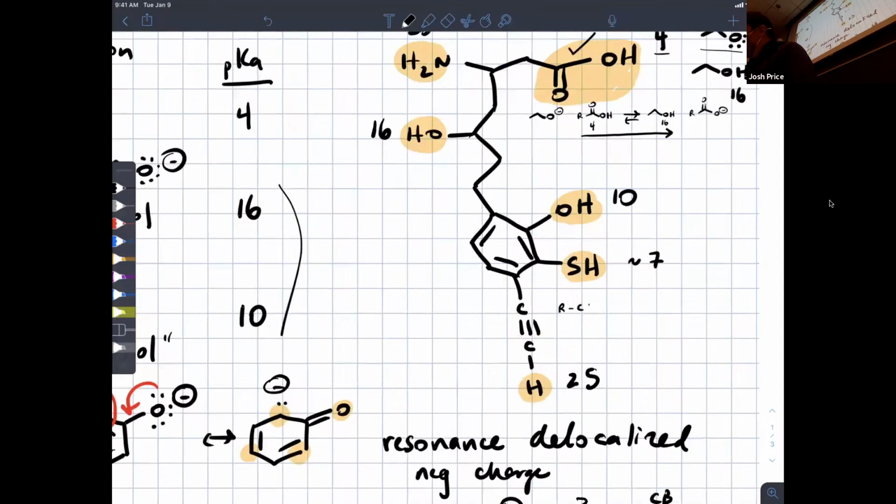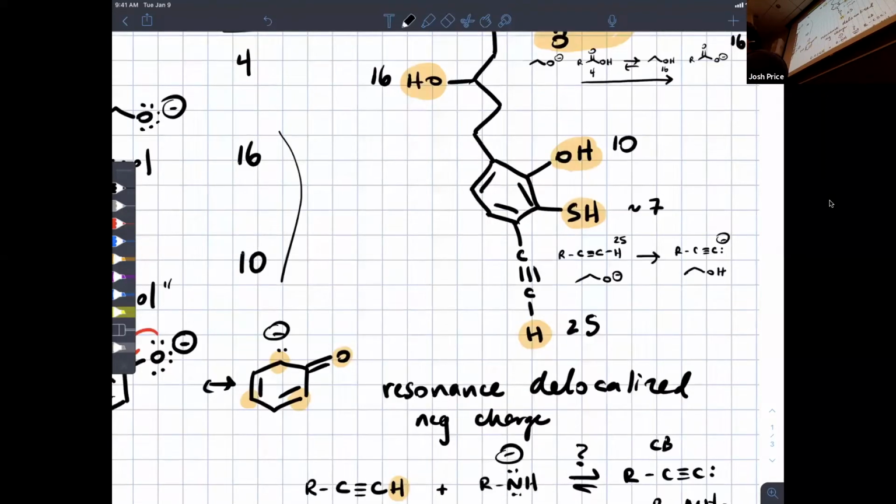Here's your alkyne proton again, sorry, plus the alkoxide to give you the conjugate base of your alkyne and the conjugate acid of the alkoxide. We identify acids on either side of the equation. Strongest acid loses its proton, and equilibrium favors the protonated form. So no, the base cannot remove that proton.